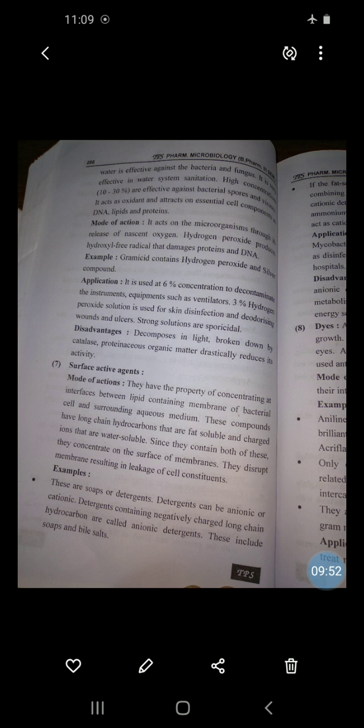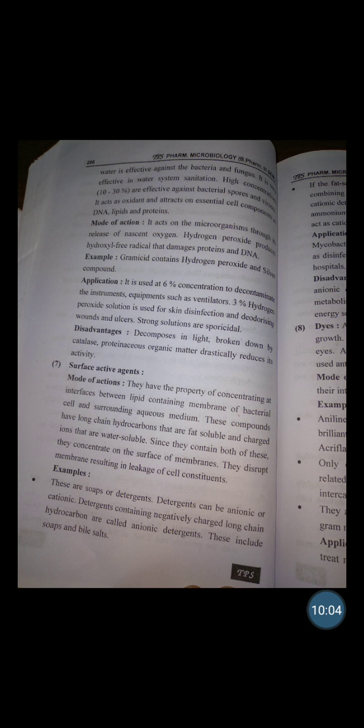A detergent containing a negatively charged long chain hydrocarbon is called anionic. And if the fat soluble part is made to have a positive charge by combining with a quaternary nitrogen atom, then it is called a cationic detergent. Cationic detergents are known as quaternary ammonium compounds. Cetrimide and benzalkonium chloride act as cationic detergents.